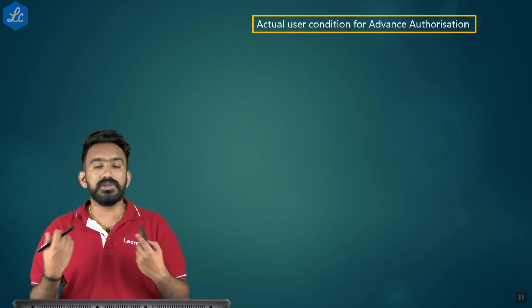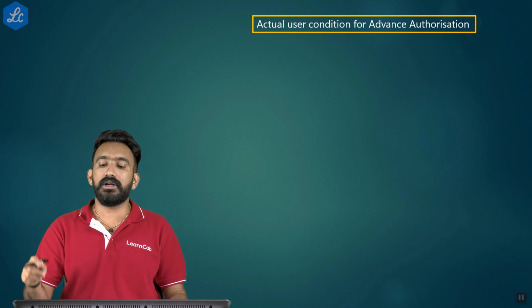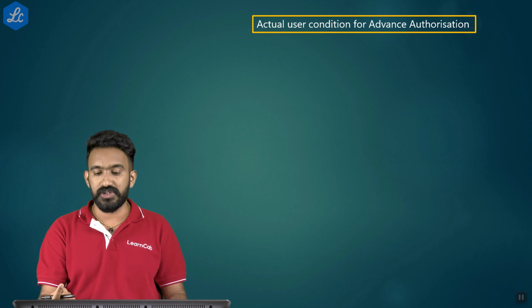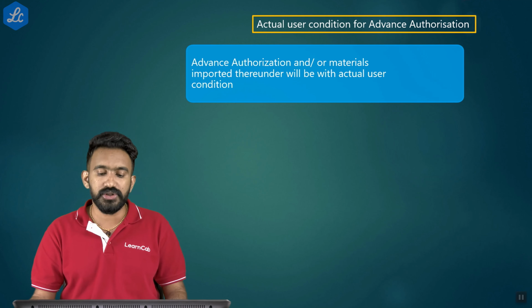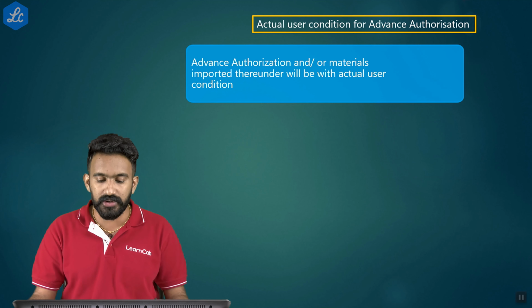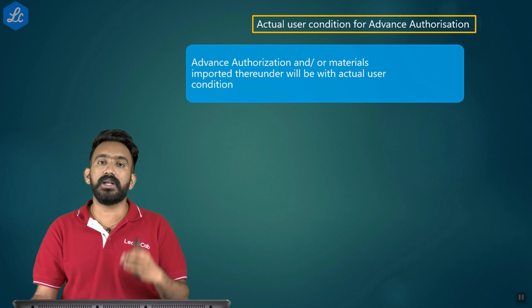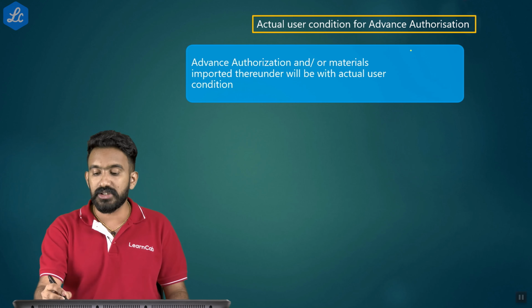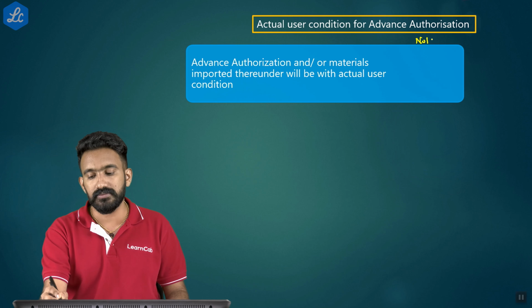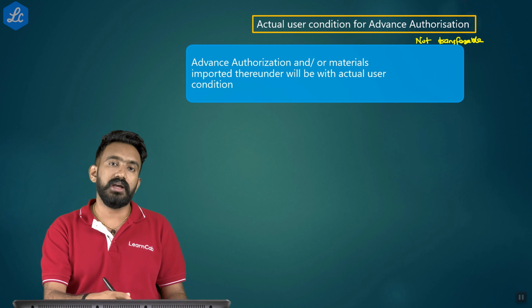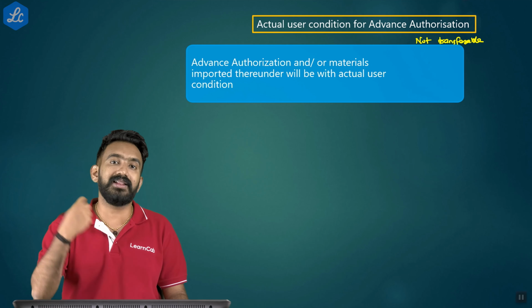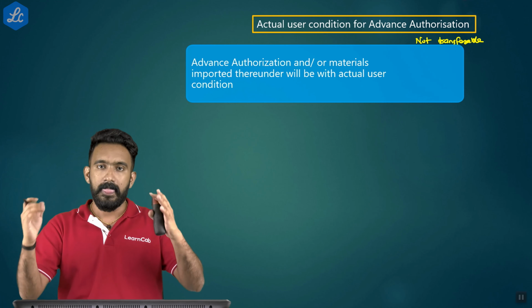Now, actual user condition is applicable for advance authorization. What is actual user condition? Advance authorization and or materials imported thereunder will be with actual user condition, which means it is not transferable. The one who is actually importing has to be the one who is using it and then exporting that particular export.